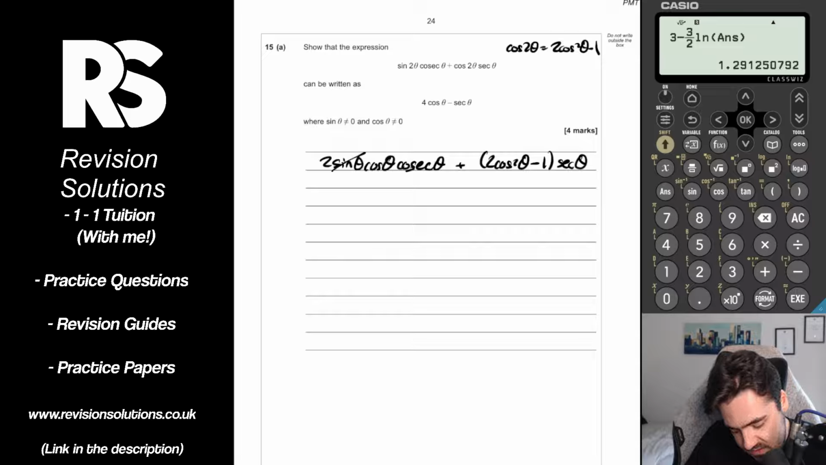Then, like I said, this sine theta and cosec will cancel to give us just the 2 cos theta. The cos squared will cancel with the sec to leave us with just 2 cos, so it's a plus of 2 cos. And then we've got minus 1 times sec, so that's just minus sec theta. And then we've got the final answer, 4 cos theta minus sec theta.